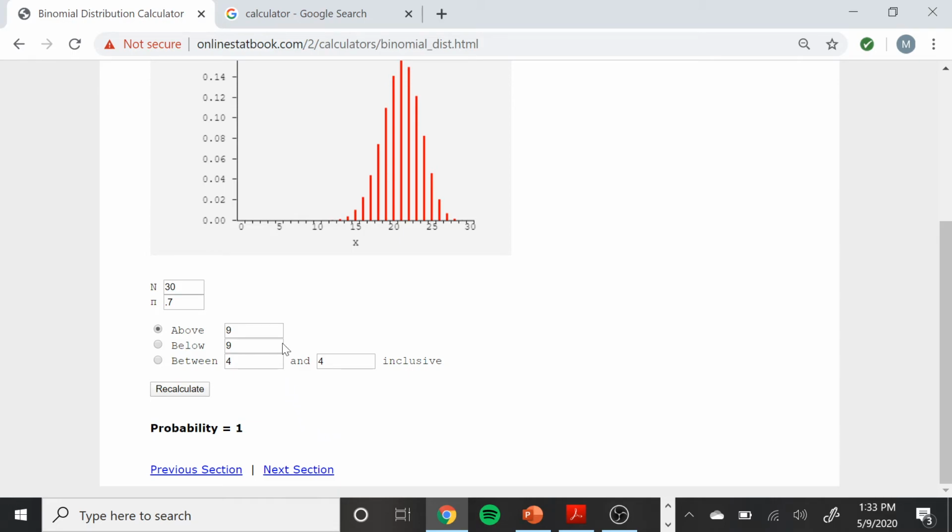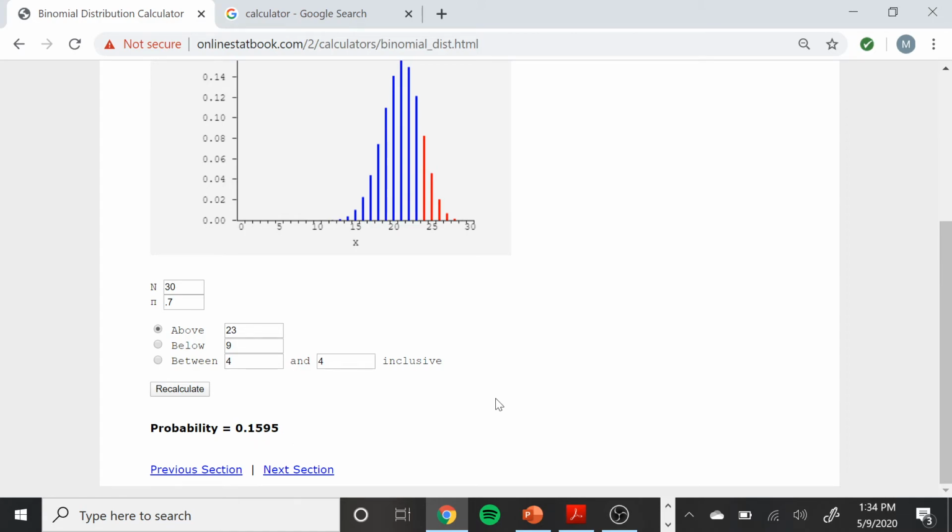We want to know the probability of getting 80% or more. Out of 30, 80% is 24. You can see 24 right there. We've got to get above 23 because we want 24 to be an option. You see it's still red, so you hit recalculate. So the probability of getting 24 or more people preferring candidate A is about 0.160 if you rounded it off.